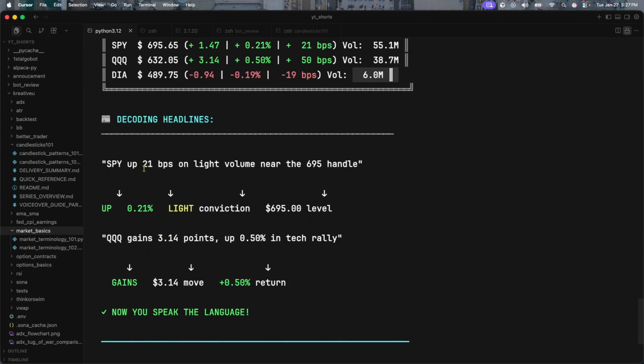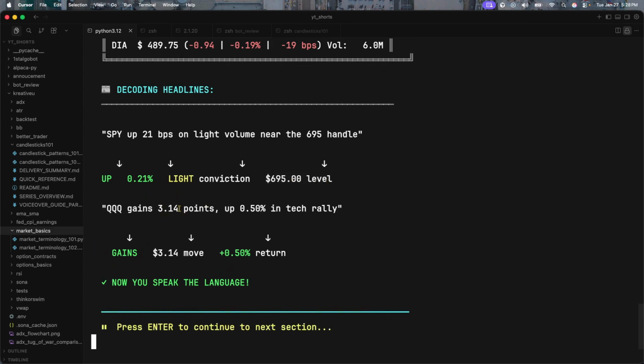So decoding the language: SPY was up 21 bips on light volume near the 695 handle. Up lets me know that this is a bullish move. The 21 bips, 0.21%, is the up. The light volume lets me know that this is light conviction, so not that much participation there. The 695 handle lets me know that it's at the 695 level. QQQ gained 3.14 points, up 0.5 in a tech rally. So gains let us know we're in a little bit of a bullish rally, a little bullish momentum. 3.14 is a $3.14 move, and 0.5 is a 0.50% return. So now we can understand what's going on there.